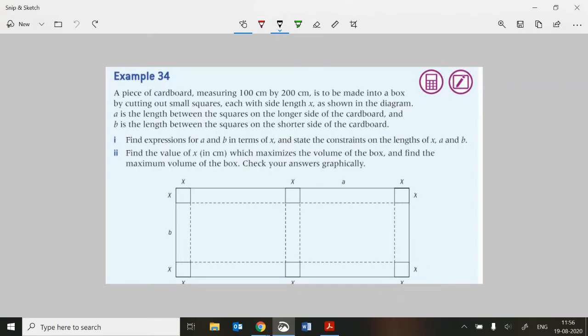Okay, so it says a piece of cardboard measuring 100 by 200 centimeters. So you've got 200 in this direction, and 100 in this direction here. It is made into a box by cutting out small squares, each of which has a side length of x. Okay, so maybe you can think of this like a cereal box, for example. So it's looking a little bit like that.